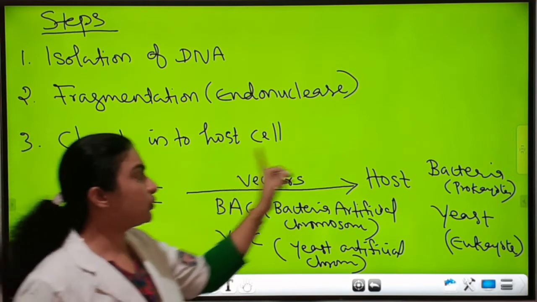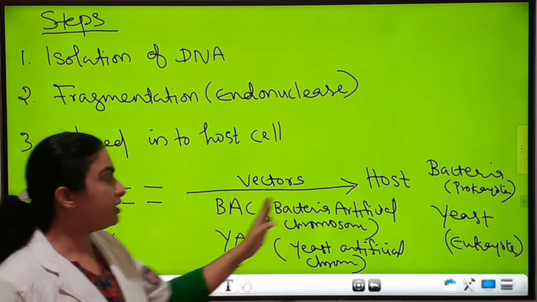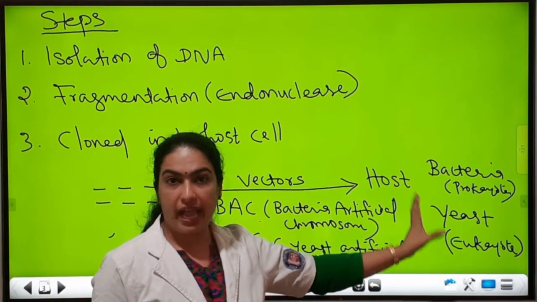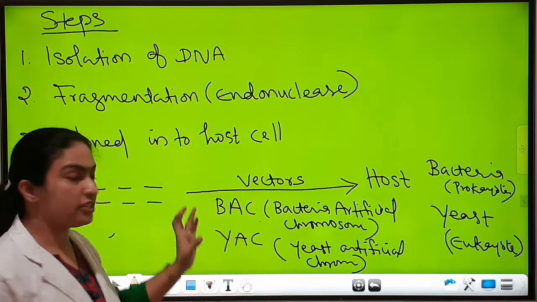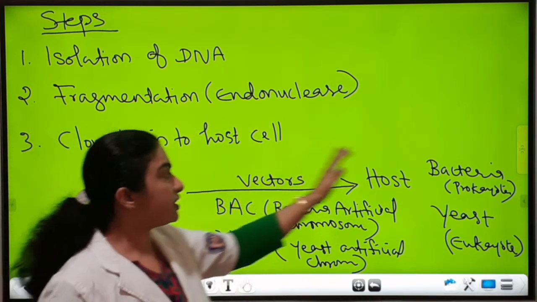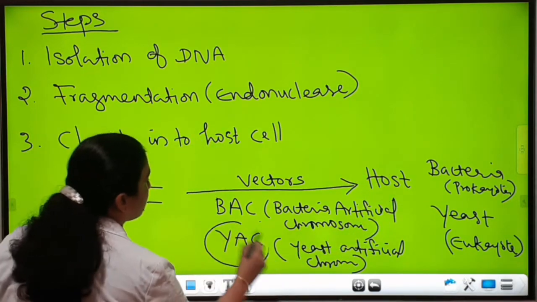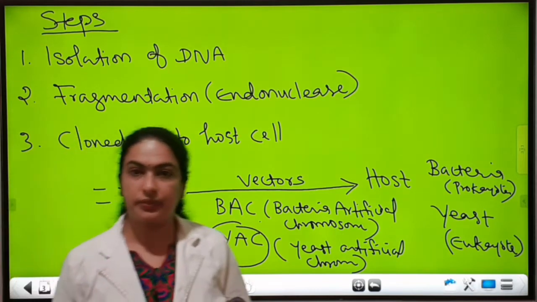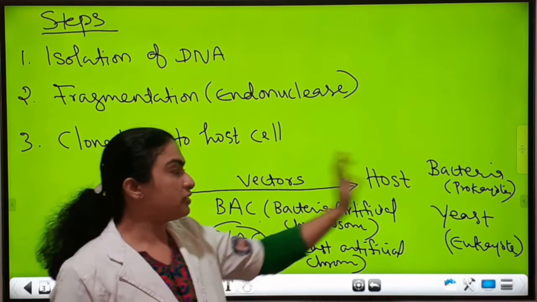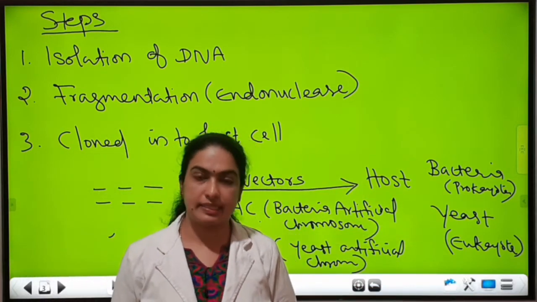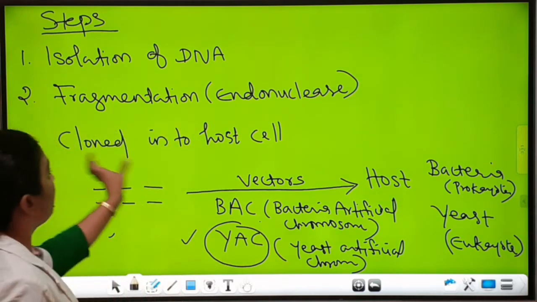So BAC is used to clone the DNA into a bacterial cell and YAC is used to clone the fragments of DNA into the yeast cell. Okay, so here in this human genome project, to introduce into the host cell, they were using yeast. So they were using YAC as a vector to introduce into the yeast. Is it clear? And that is the third step.